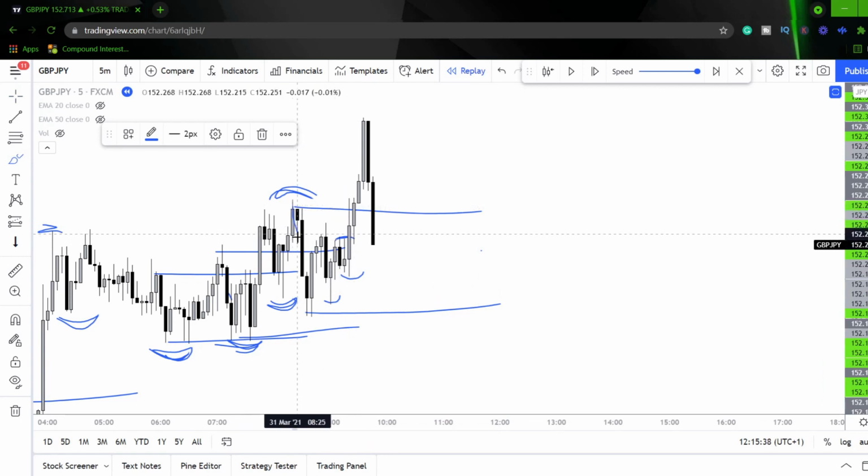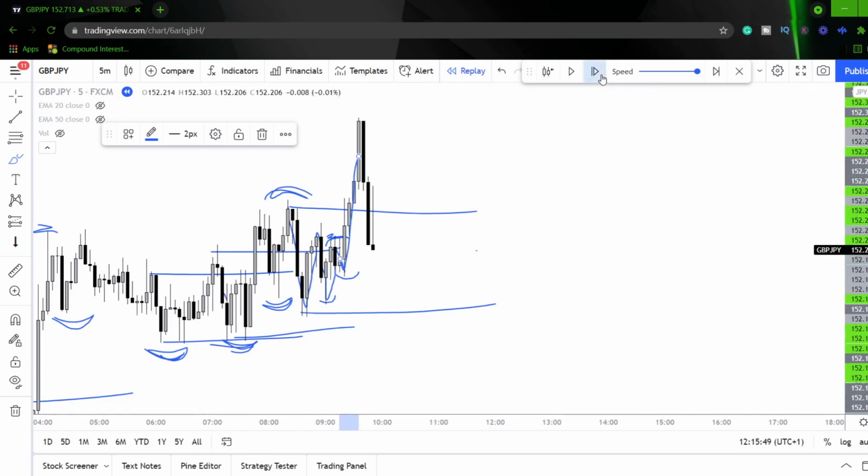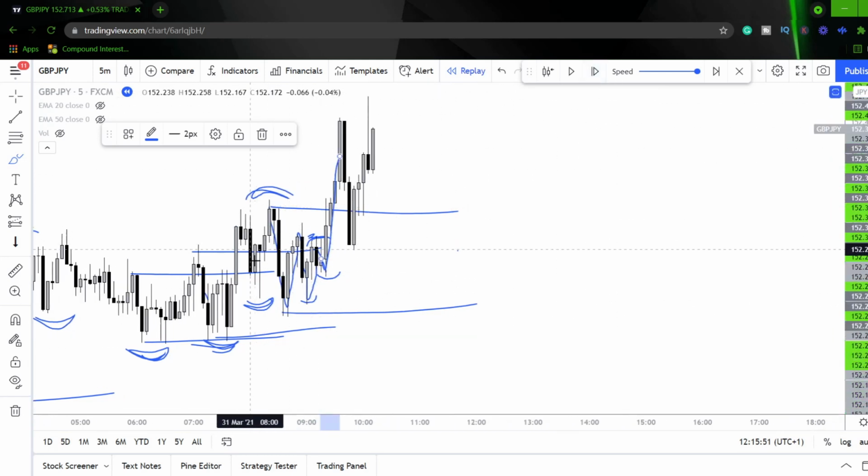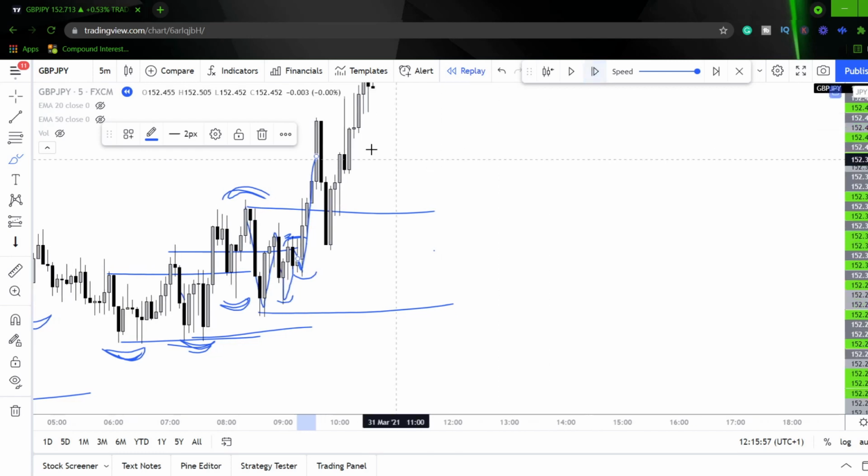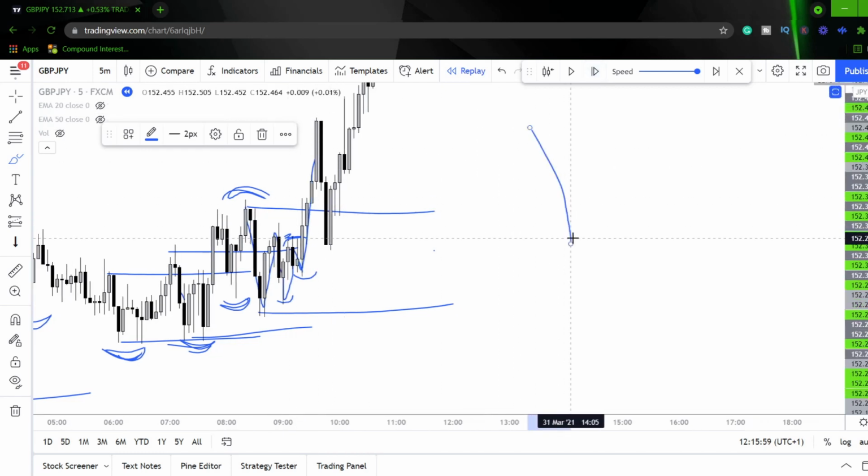What's happening here? We can see we got a push down, a pull back, a push down. People are anticipating this as a sell. We run the liquidity, right? We get a pullback into this area, which ran the liquidity from this low here. We then move higher, taking the liquidity from the top side.